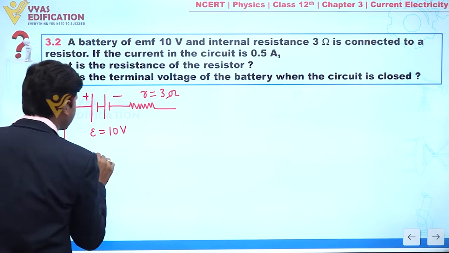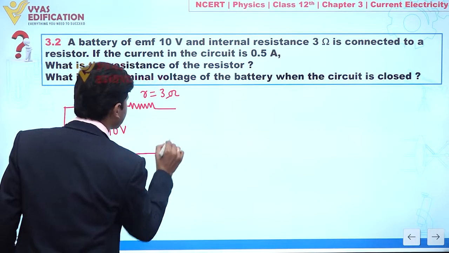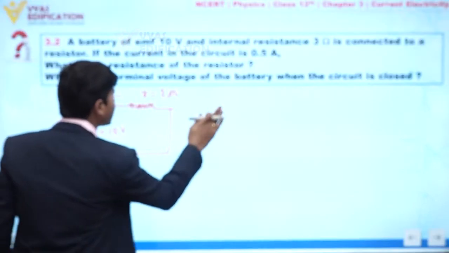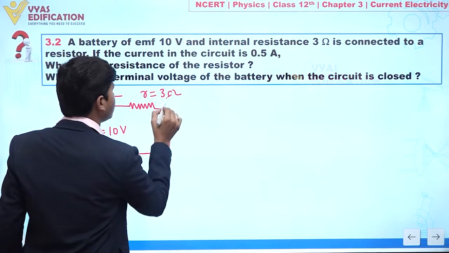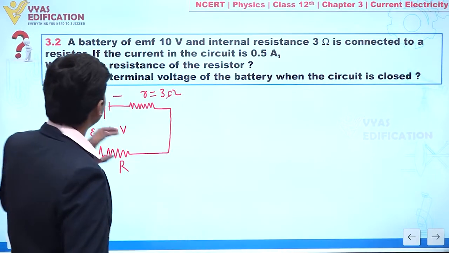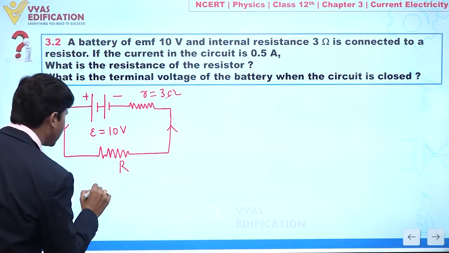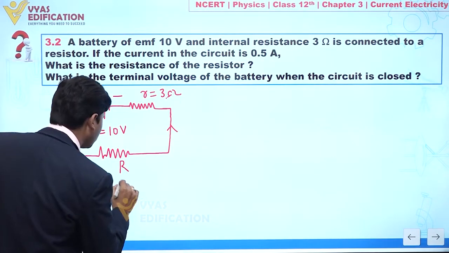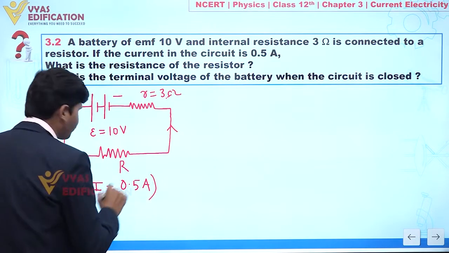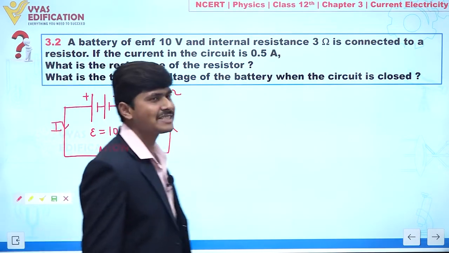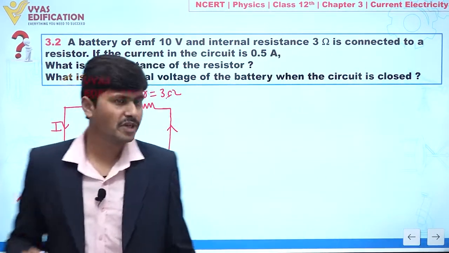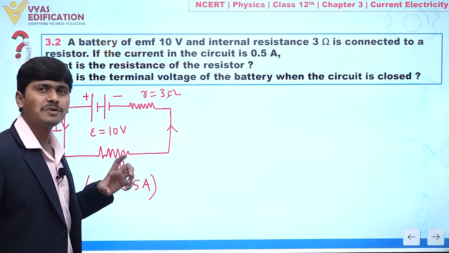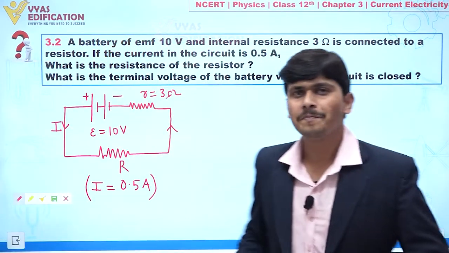So let's suppose this is connected with an external resistor, and let's suppose this value we have capital R. Clear to you? Now, it is also given that current is flowing in this circuit, and the current is I, and the value of I is given to you, 0.5 ampere. Clear to everyone? Now what is the resistance of this resistor? Clear? So now our objective in this question is to calculate the value of capital R.